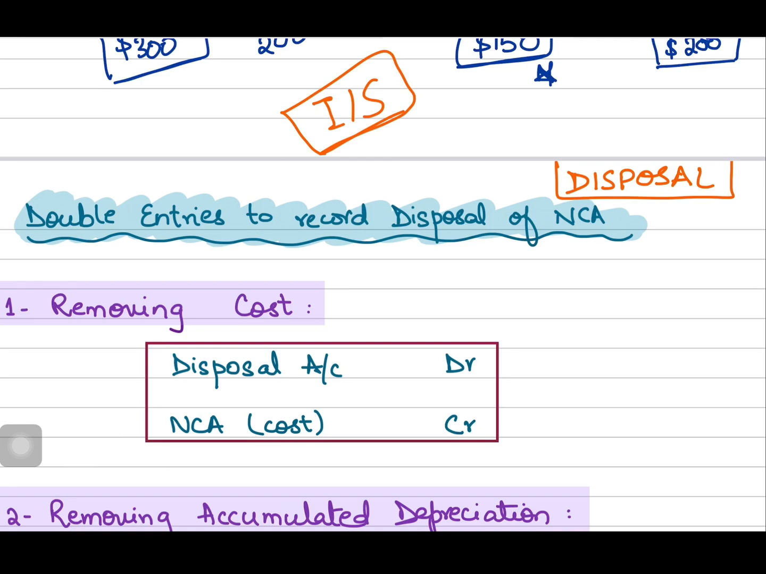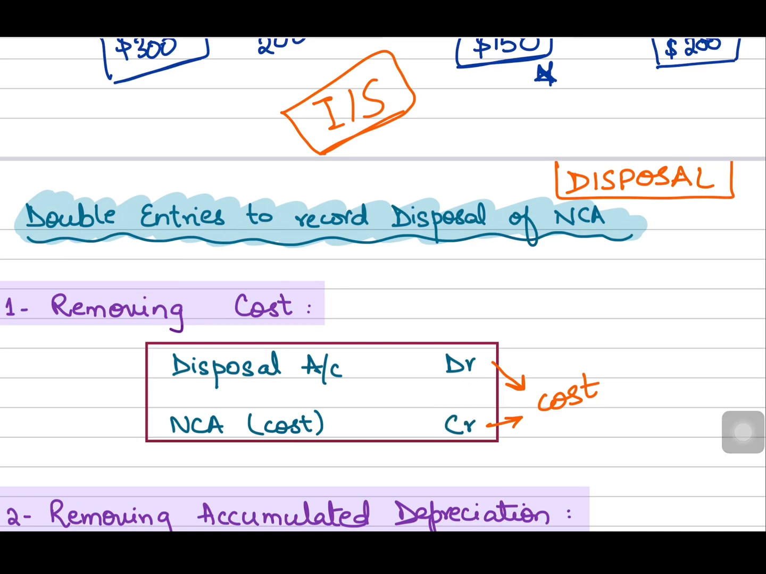So how do we remove the cost? It is very logical. When you are buying a non-current asset, we debit the non-current asset account. Now if I am selling a non-current asset, to remove its cost, I am crediting the non-current asset cost account. Okay, and against this entry I am debiting my disposal account. This value will be the cost, right? I am crediting my non-current asset account with the cost of the asset which is being disposed of right now, and its cost is being recorded in the disposal account as well.